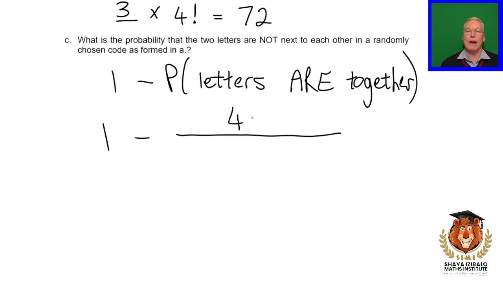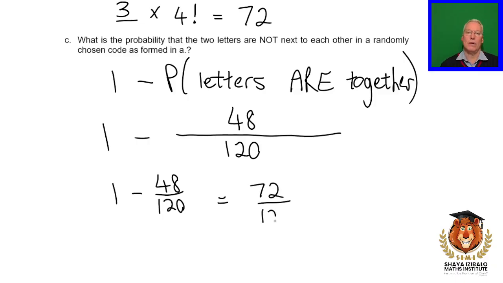So this will be 1 minus 48 out of 120. 48 out of 120 is the probability that they are together. So the probability that they're not together is going to be 1 minus 48 out of 120. It's actually going to be 72 out of 120. And 72 out of 120, if we divide both by 12, we get 6 out of 10, we get 60%.